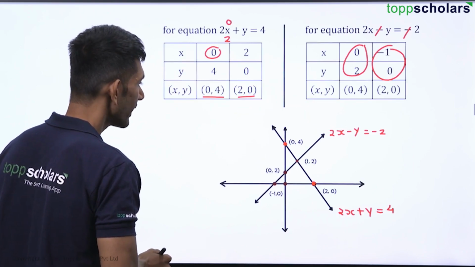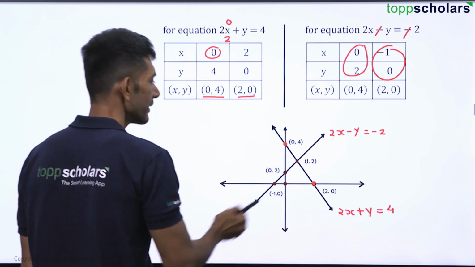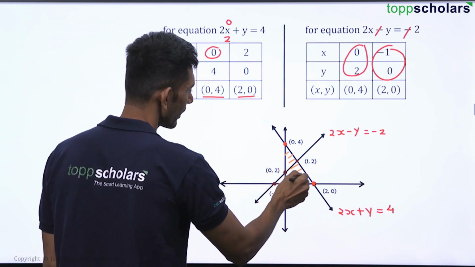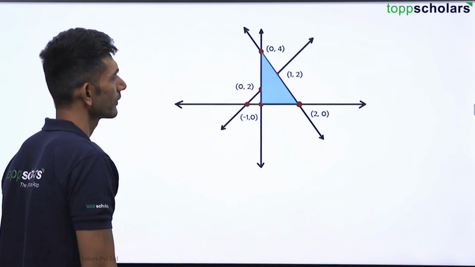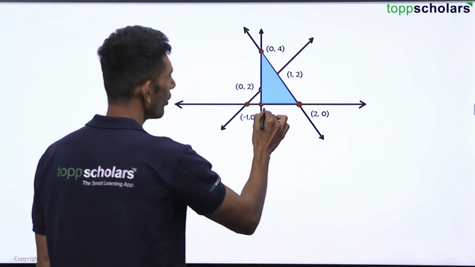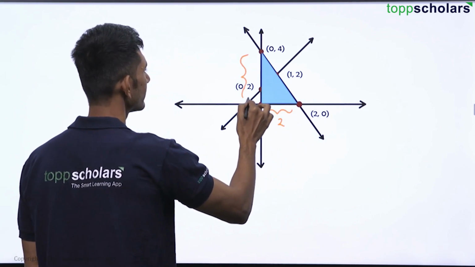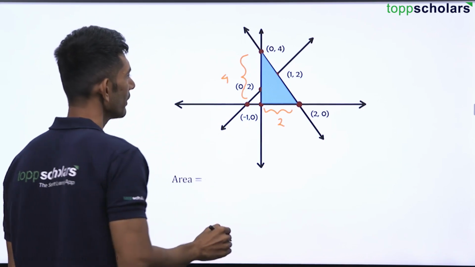Now we are supposed to find out the region between the x-axis, the y-axis and the lines. So this is the entire region that we need to figure out. Tell me, how much is this distance? 2. How much is this distance? 4. So what will be the area?